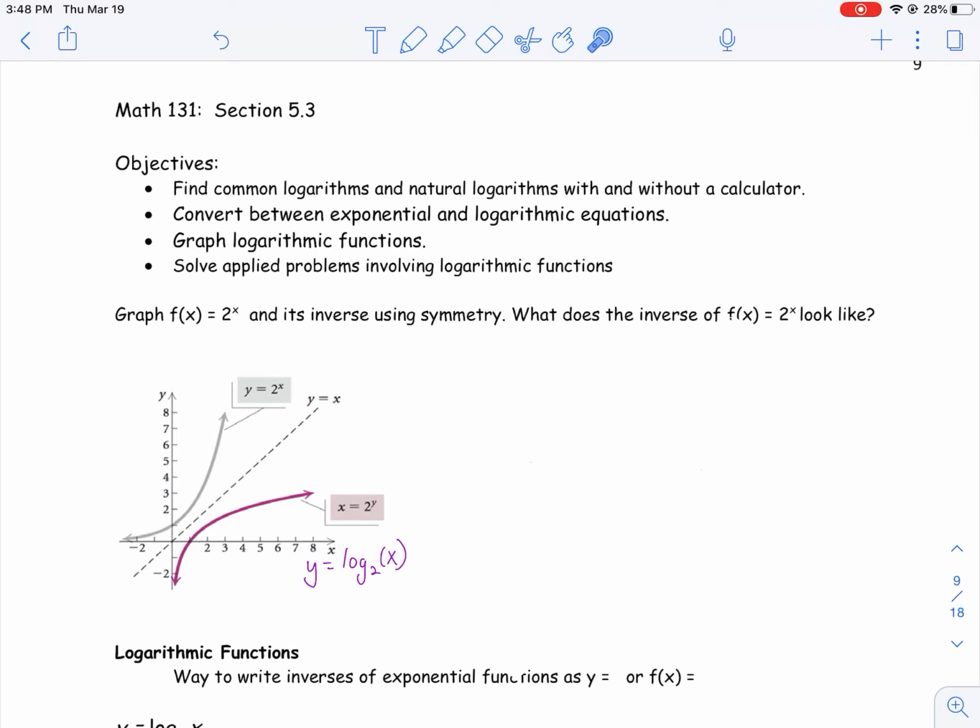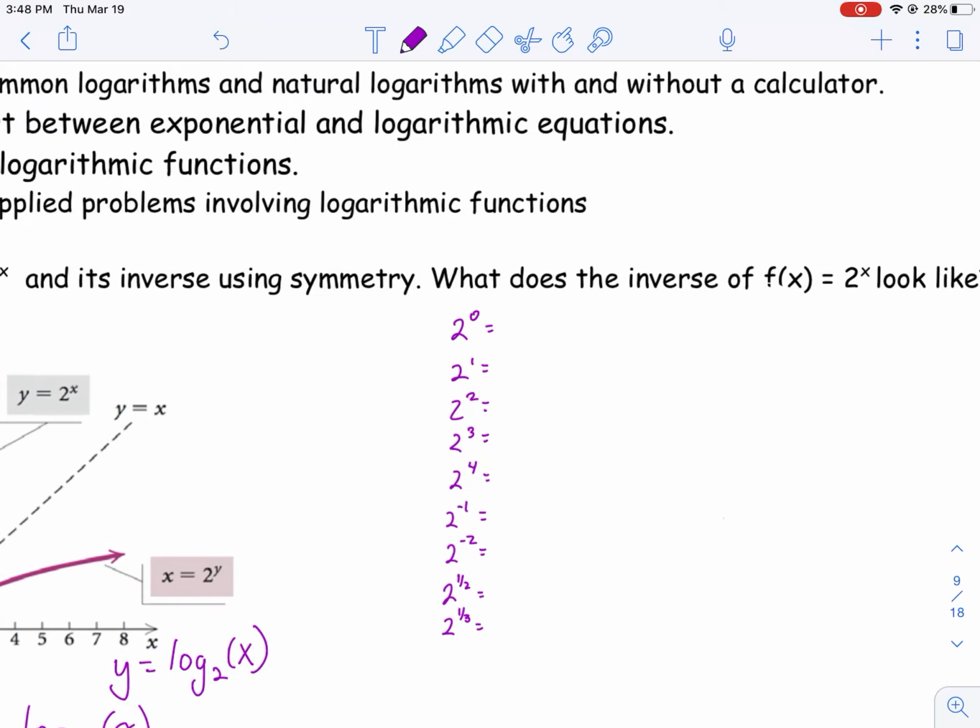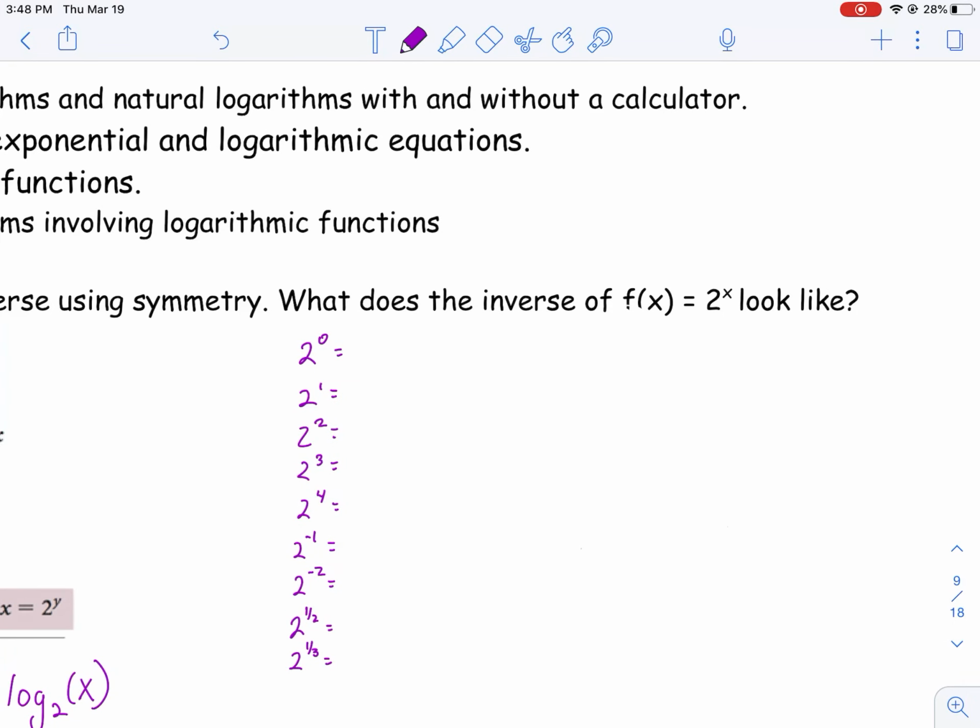For now, I just want you to see that any equation y equals a to the x has an inverse, which is y equals log base a of x. Before we dive into it, let's just look at some exponents first, because that's really what's going to come into play here. So if you think about exponents, 2 to the 0 power, type in your calculator if you need to, but anything to the 0 power is 1.